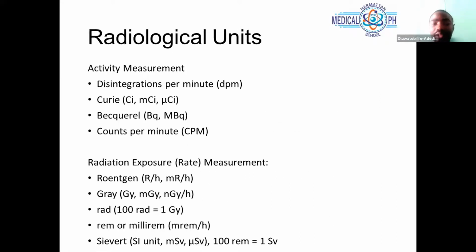So in health physics, there are radiological units that we should be familiar with. The most fundamental are disintegrations per minute, Curie, becquerel, and counts per minute. All these have to do with activity measurement or radioactivity. They could be in any of those. And then we're talking about radiation exposure. Some of the units we'll come across are the Röntgen, Gray, the RAD, REM, and Sievert. All these are radiological units for activity concentration and for dose.